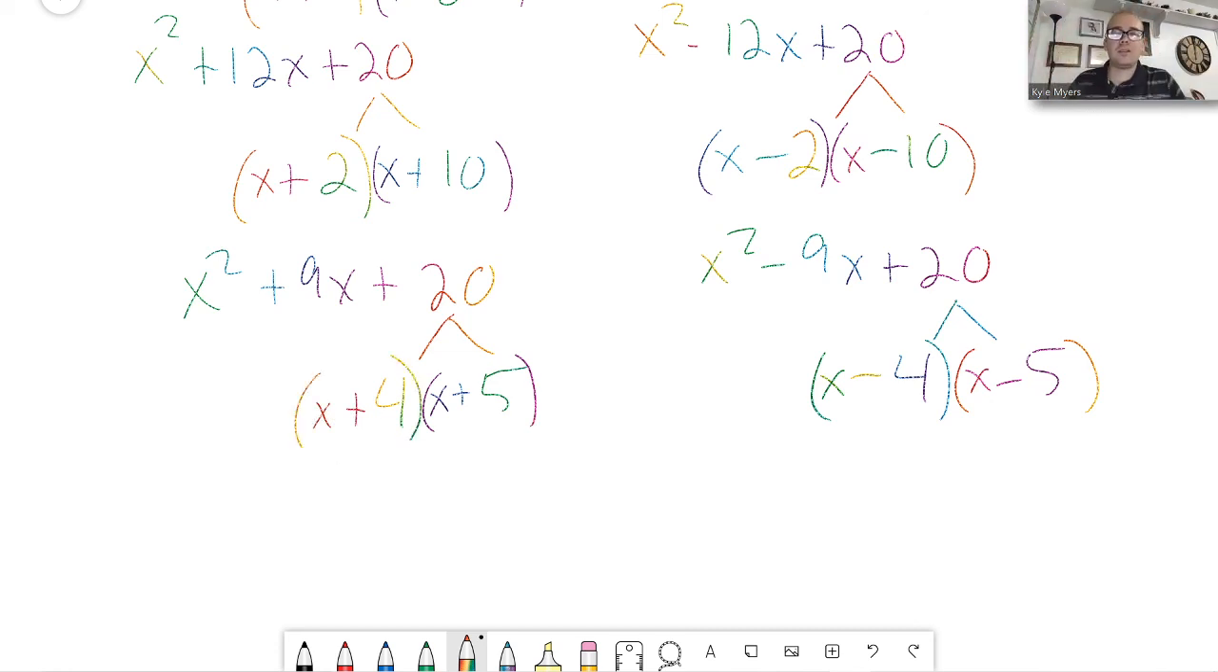That is all of the possible ways to factor every single trinomial with no a term, aka a equals 1, for all of the c values between negative 20 and 20.